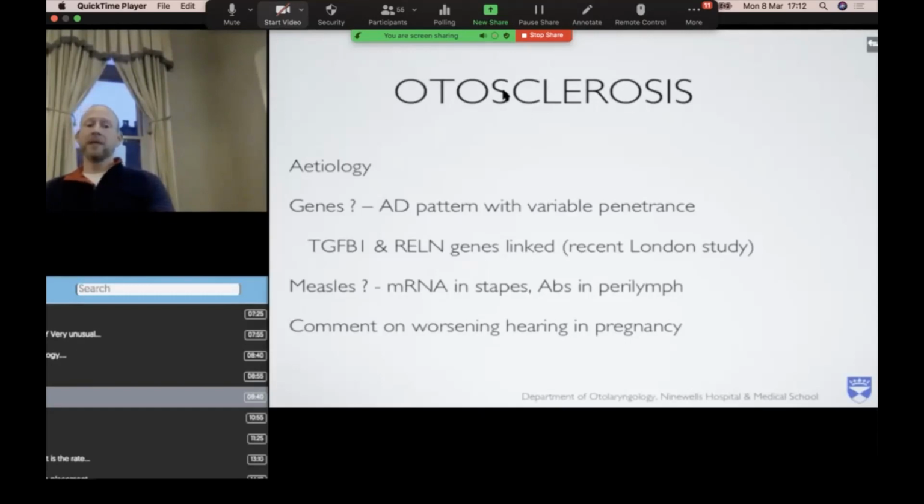We know that measles is involved somehow. We found mRNA in the stapes and antibodies in the perilymph. But we've all either been vaccinated or have had measles. So we don't really know what role it plays, but it's definitely involved in some way. It might be worth commenting that it worsens during pregnancy, and women should be aware of that.